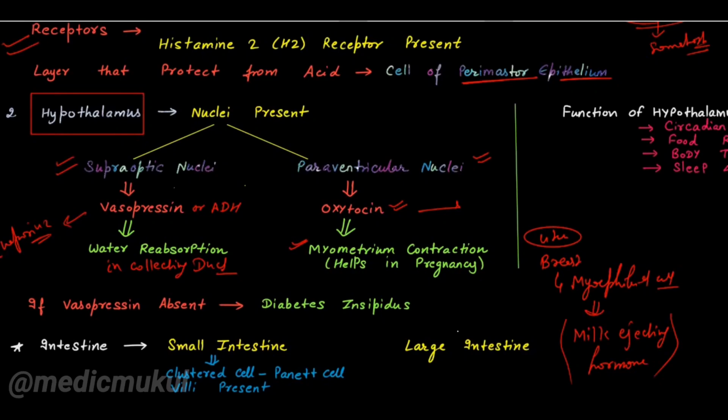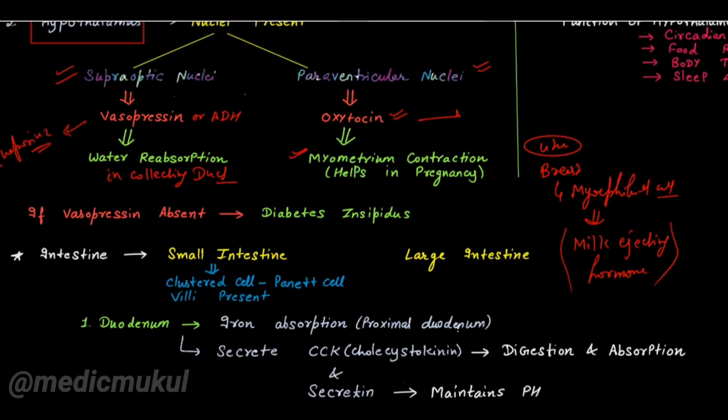Next, if vasopressin is absent, the disease is diabetes insipidus. Because if vasopressin is absent, there is no reabsorption of water, and no reabsorption of water means there will be polyuria.